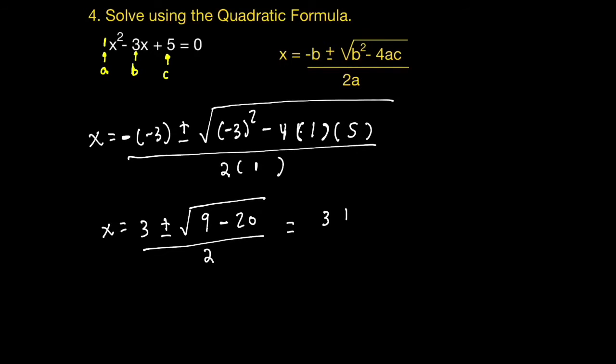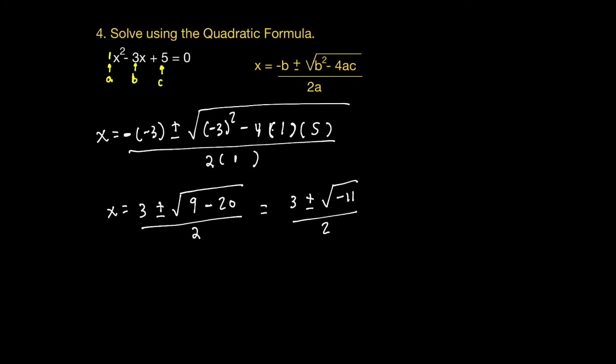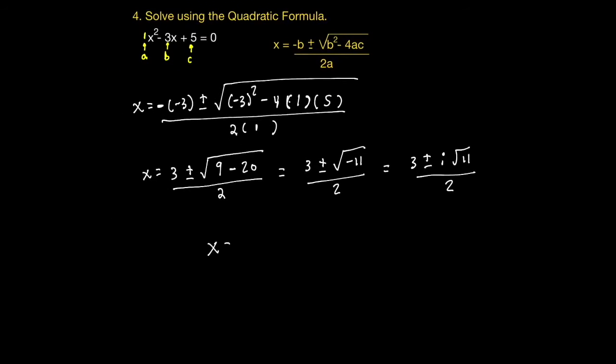This is going to simplify to 3 plus or minus the square root, and 9 minus 20 is going to be negative 11. We're going to divide that by 2. We won't be able to simplify the 11, but we can take out the negative 1 by exchanging it for an i. So here we'll get 3 plus or minus i root 11 over 2. So my two solutions are going to be x equal to 3 plus i root 11 over 2, and x equal to 3 minus i root 11 over 2.